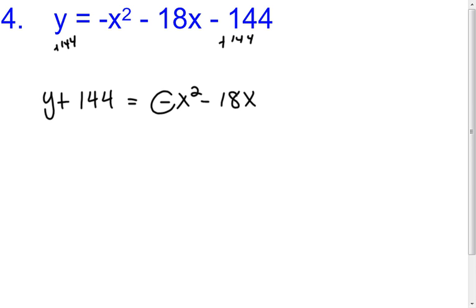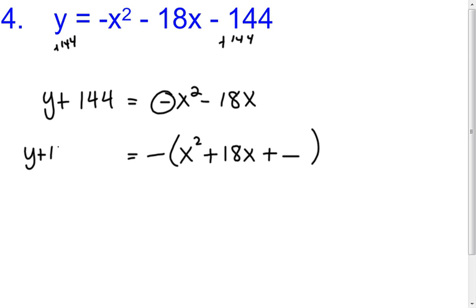But your a, the value in front of your x squared, is not 1. So you need to factor that out. I'm going to factor a negative 1 out. When I factor a negative 1 out, I will actually have x squared plus 18x, because negative 1 times 18x gives me negative 18x. Then I want my blank in there. And over here, you'll have your y plus 144 plus your blank.